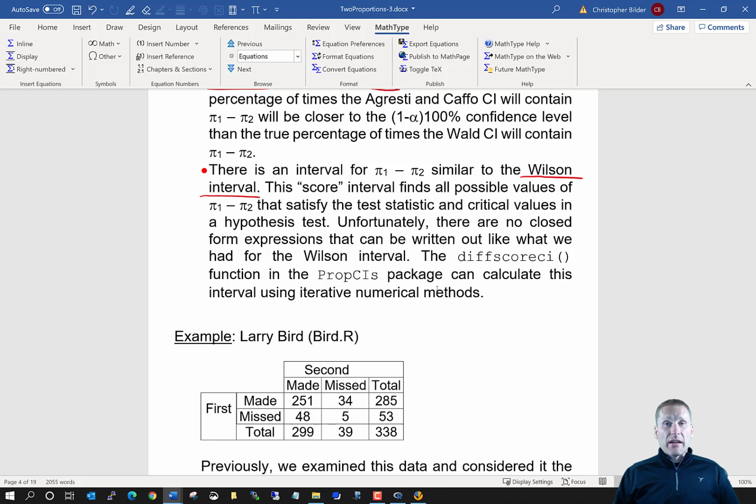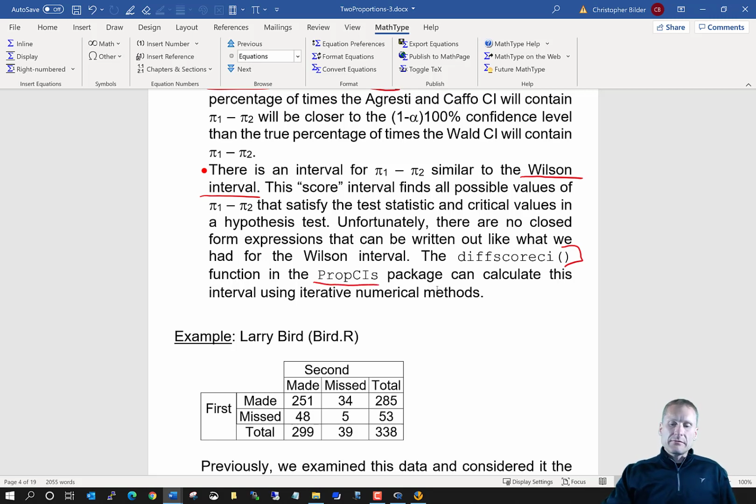If you're interested in actually exploring that on your own or implementing it, my Analysis of Categorical Data with R book does discuss this interval. Also, there is a nice function called diffscoreCI in R that will automatically calculate this interval for you. It is in a package called PropCIs.